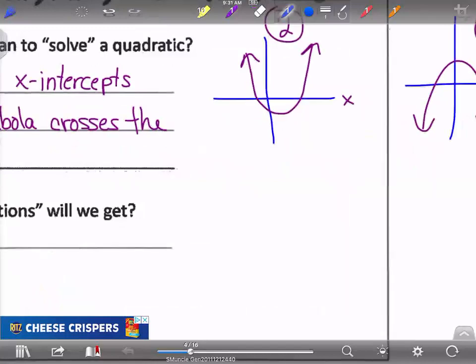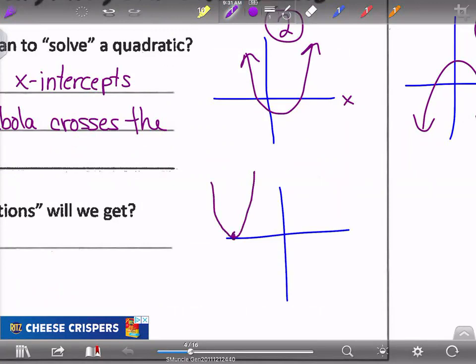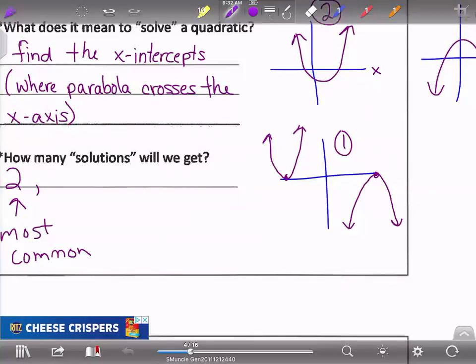Another scenario that might happen is your parabola is just going to touch the x-axis at the vertex. Again, we could flip it upside down. So both of these examples just touch the x-axis 1 time. So another answer would be 1 time. So you can get 2 solutions, top example, 1 solution. Both of these examples have 1 solution.